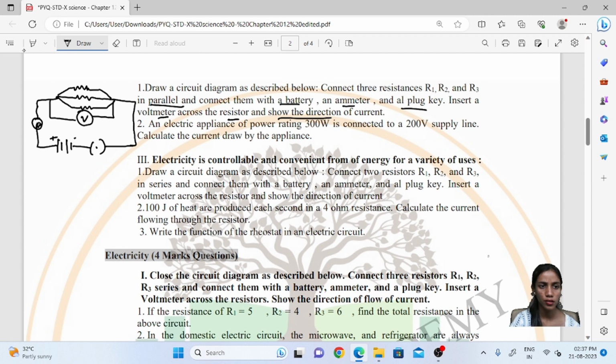Across the resistors is the voltmeter. Okay, so all the components have come. Let's check. This is R1, R2, R3 resistors with a battery, yes. Ammeter, yes. Then plug key, yes. Voltmeter, yes. And show the direction of the current. So this is positive and negative, right? So current will move.